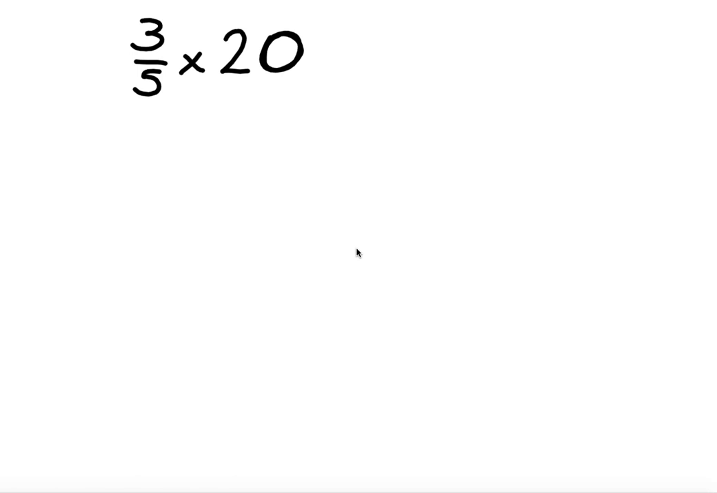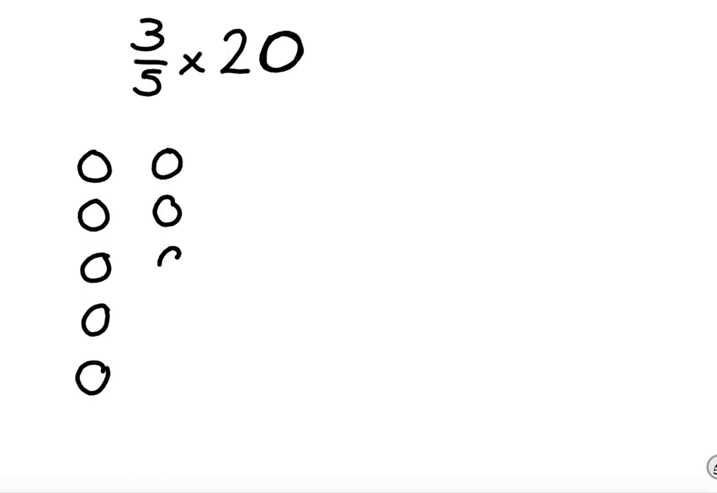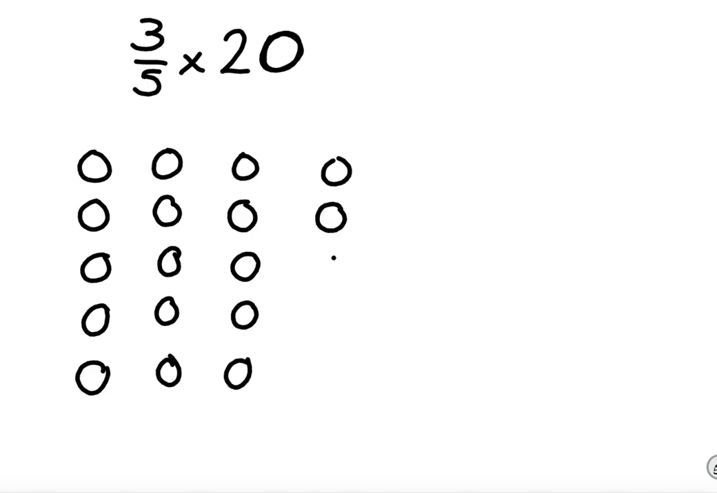We're going to solve 3/5 times 20 using the array model. So looking at 3/5 times 20, how many whole pieces are we going to start with? Damani? 20. 1, 2, 3, 4, 5, 6, 7, 8, 9, 10, 11, 12, 13, 14, 15, 16, 17, 18, 19, 20. So the next step is we need to figure out what 3/5 of 20 is.